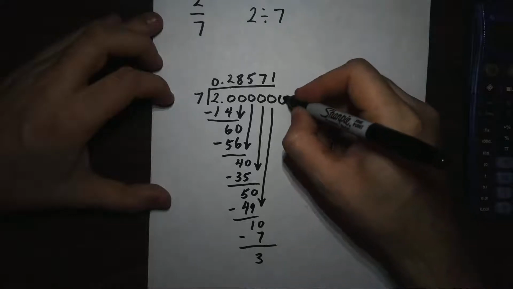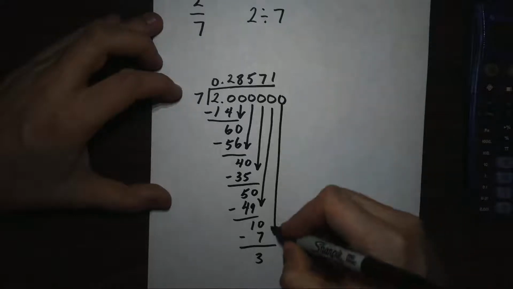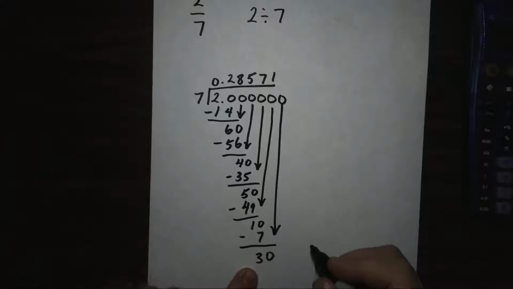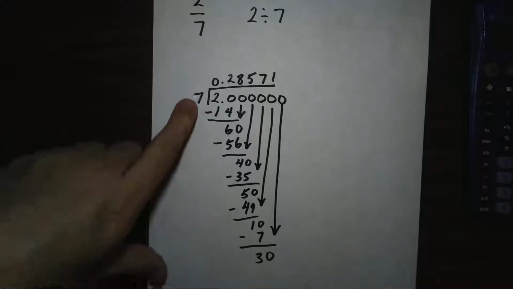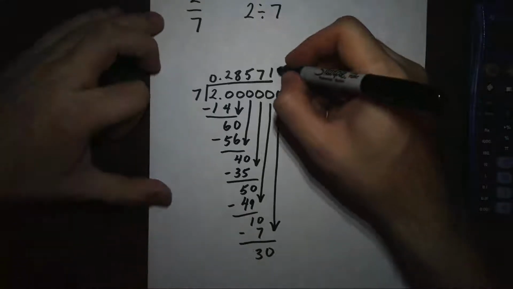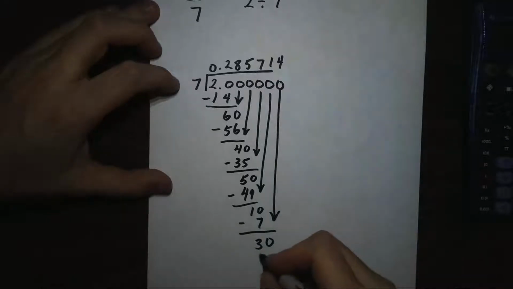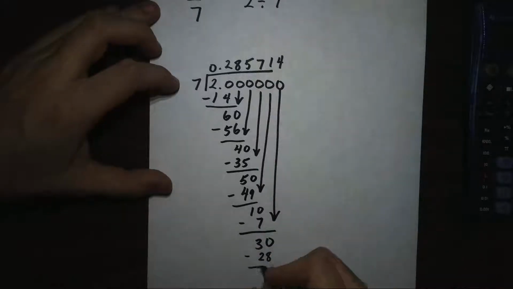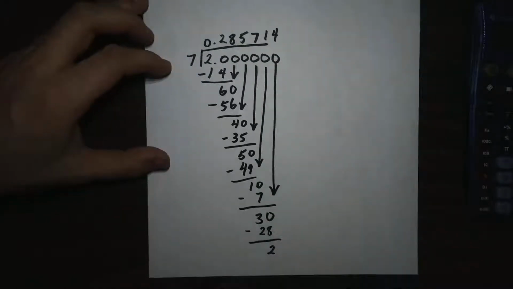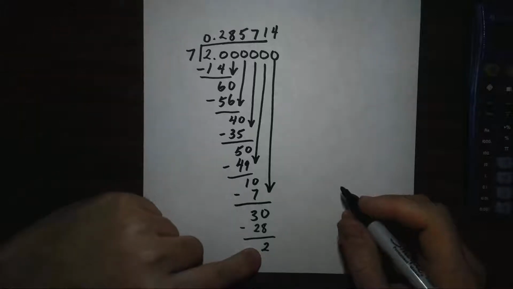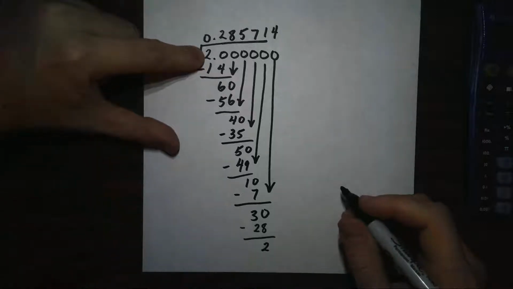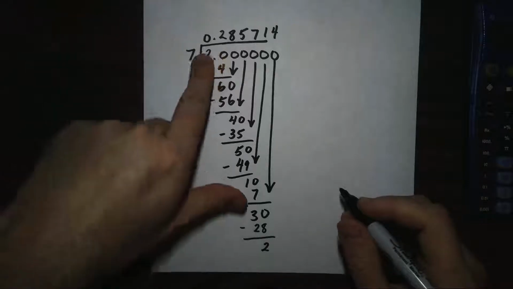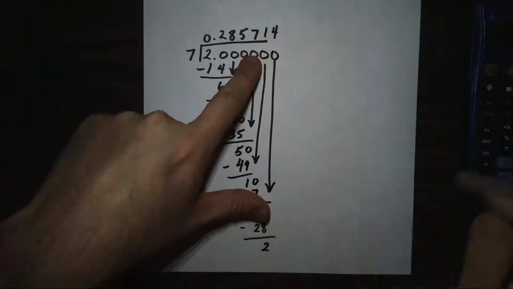And I can keep adding zeros as many times as I want, as long as I've got a remainder that I can keep dividing. 7 goes into 30 4 times. Now, I've gotten to a point where I have a remainder of 2, which is what I started with here. I originally started with a 2 up here. So right now I have 0.285714.